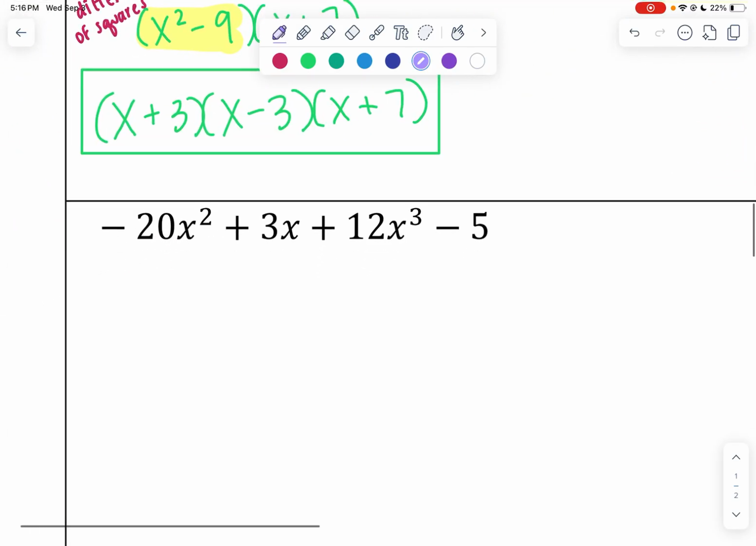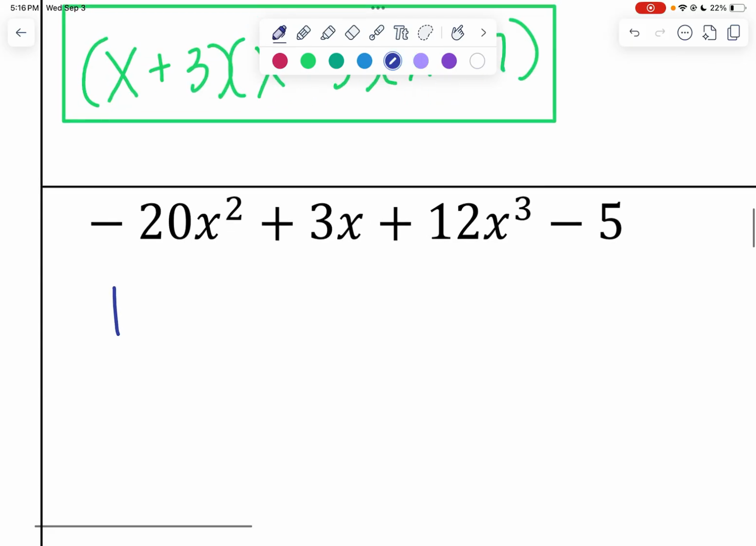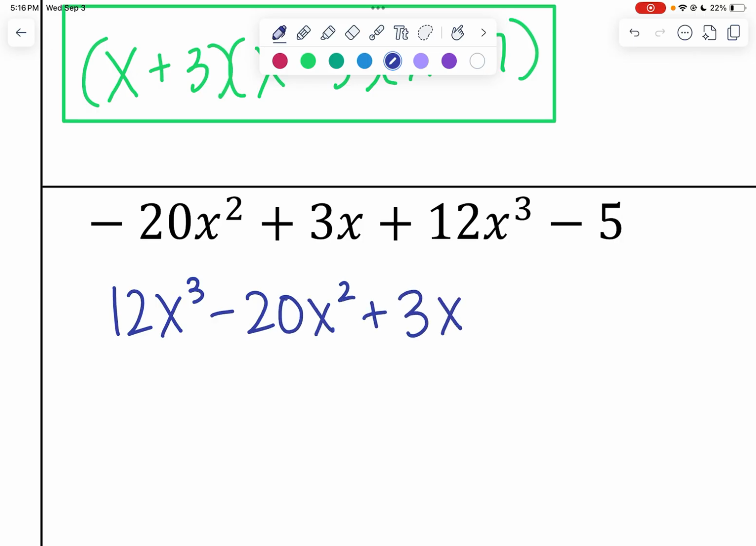Taking a look at this one, I have negative 20x squared plus 3x plus 12x cubed minus 5. Now, hopefully you catch it before you start trying to group it, but this starts with x squared, and then I have 12x cubed over here. So I'm going to start by rearranging this first. Putting it in standard form would be 12x cubed minus 20x squared plus 3x minus 5. And now I'm going to go ahead and factor by grouping.